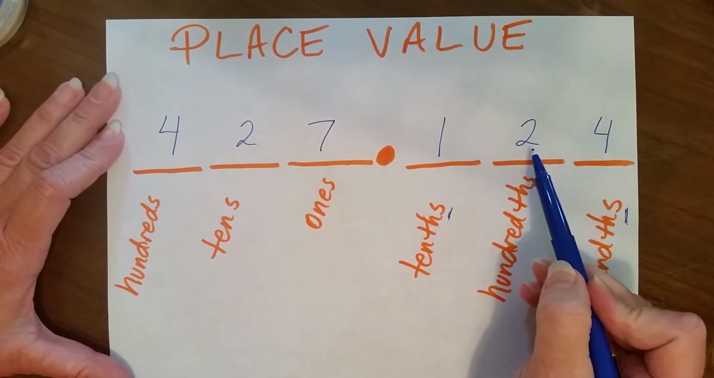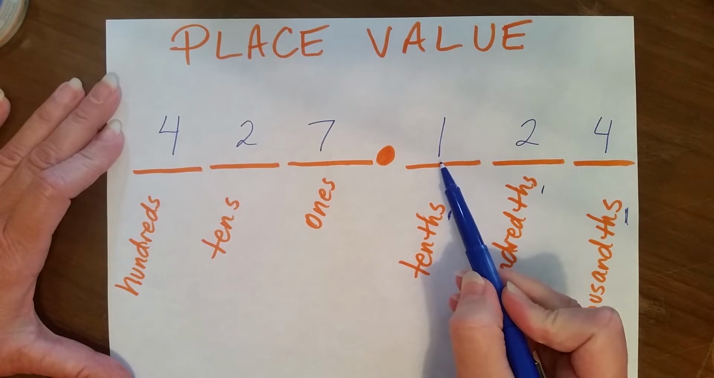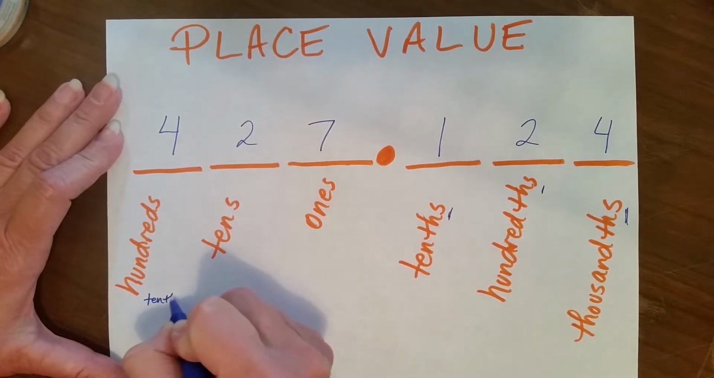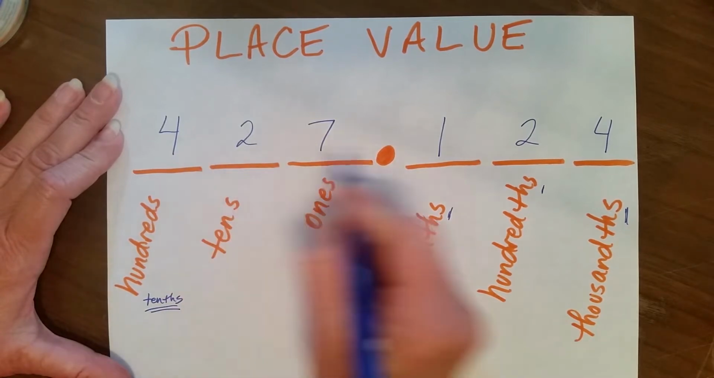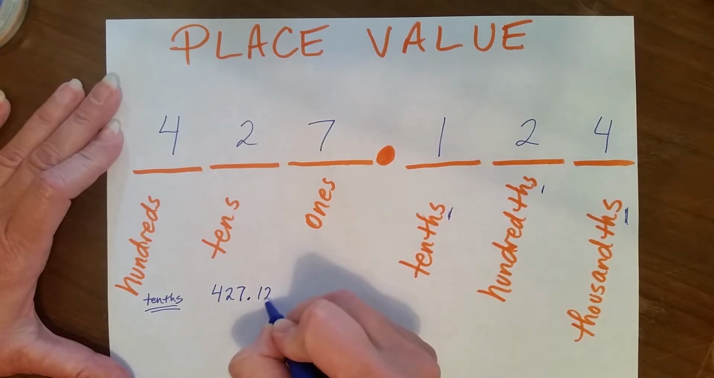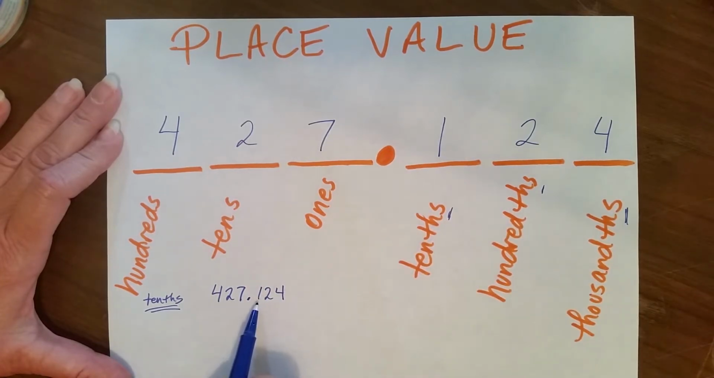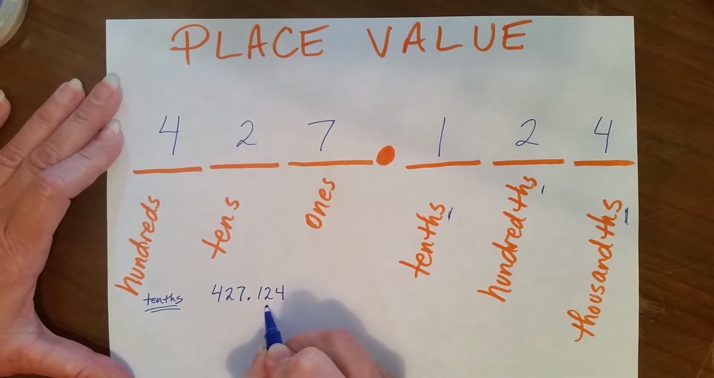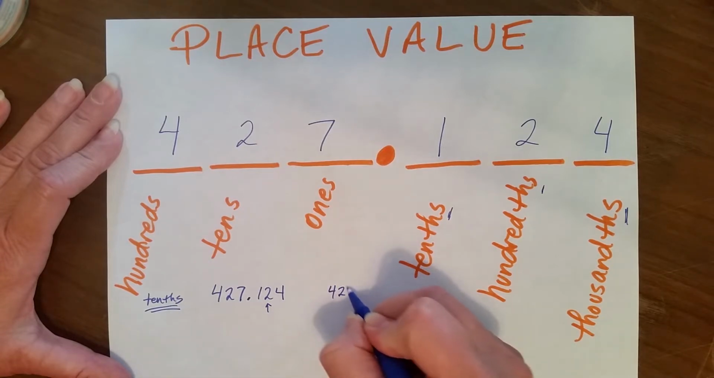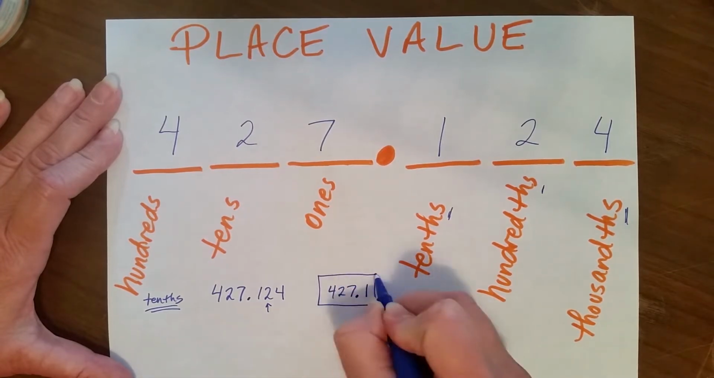I'm going to look at the decimal just to the right of the number I want to round to. So here, if I want to round to the nearest tenths place, my number is 427.124. Okay? I want to round to the nearest tenths. I'm going to look at this decimal right here. If it's greater than or equal to 5, I'm going to round this one up. If it's not, I am not going to round. So rounded to the nearest tenth, this would be 427.1.